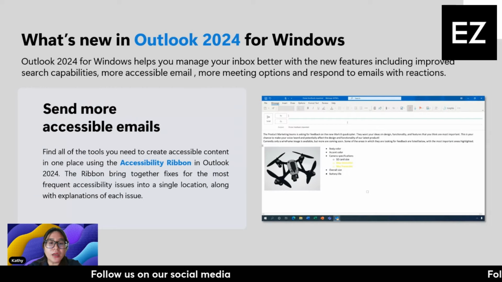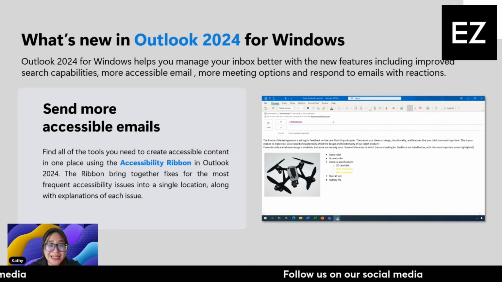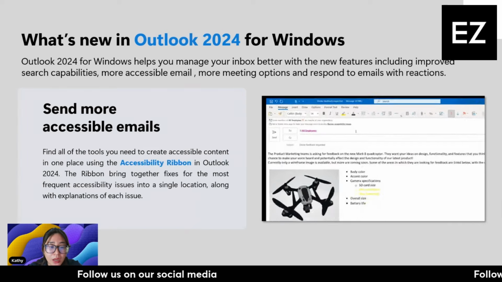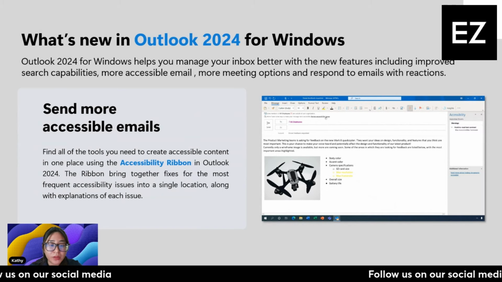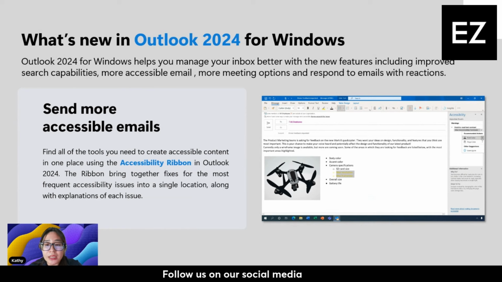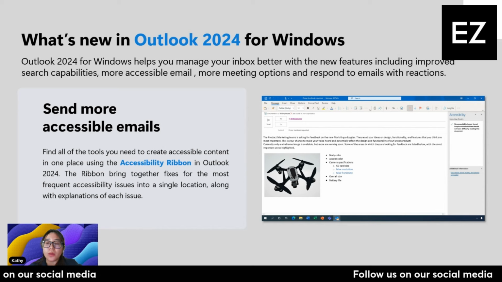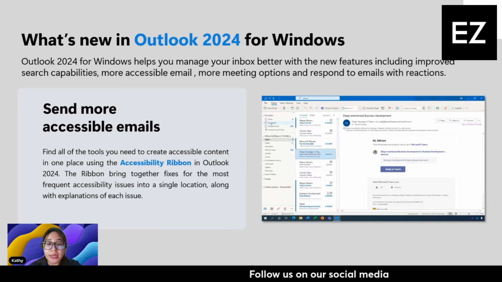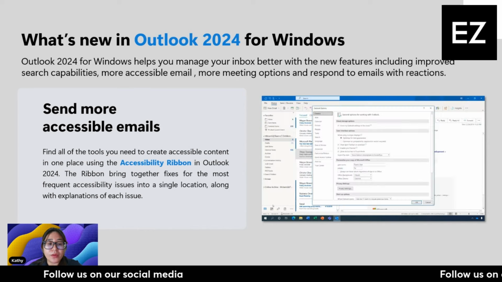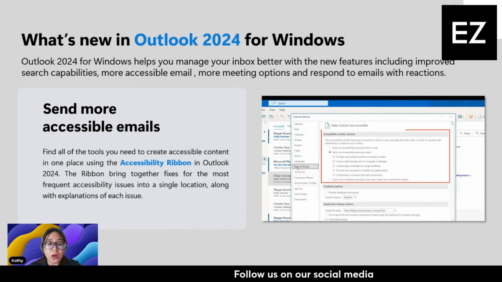Then accessibility again, whereby you can send more accessible emails. Accessibility is on the top of the ribbon, where you'll be able to see it. The accessibility checker is very similar to what you see in Word, PowerPoint and Excel as well. It would be on the right side, and all of the features are there. So accessibility is available in all of the Office apps.